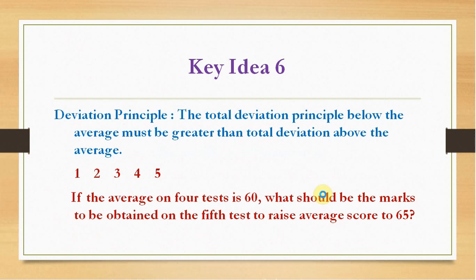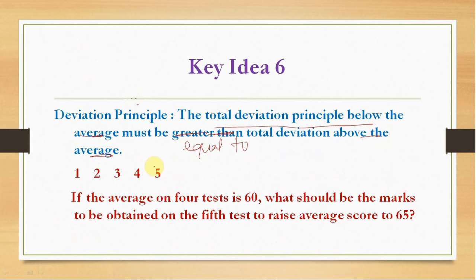Now we move to key idea 6. This is the deviation principle that I recently talked about. The deviation principle says that the sum of the deviations must be 0, or the total deviation below the average must be equal to the total deviation above the average.